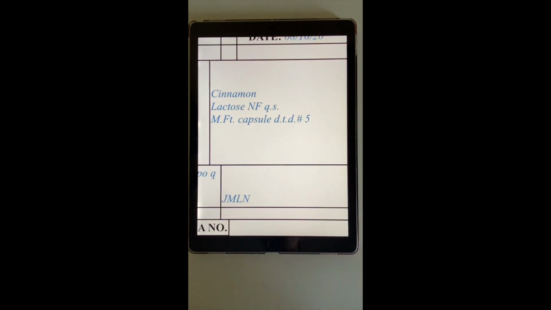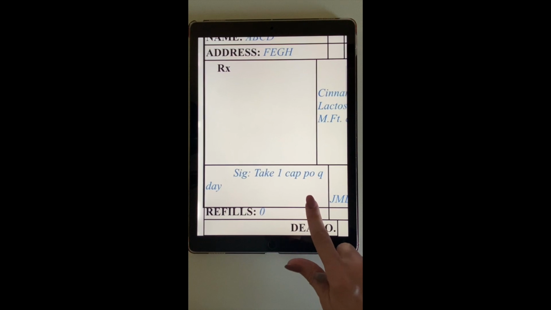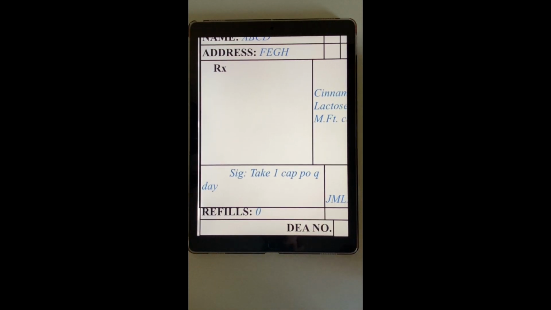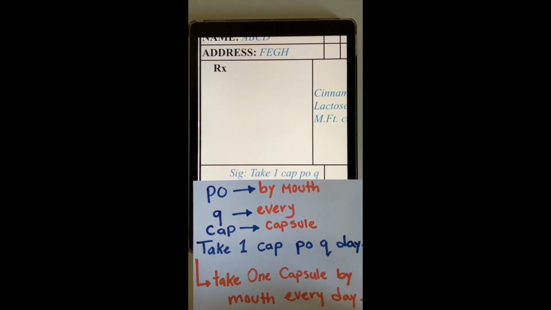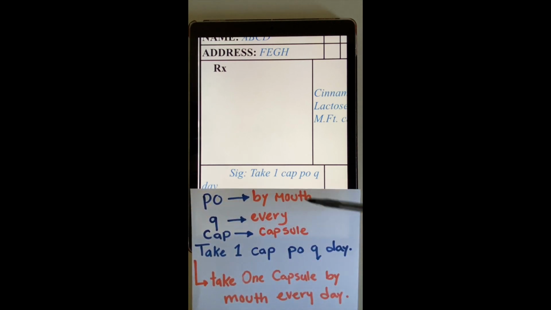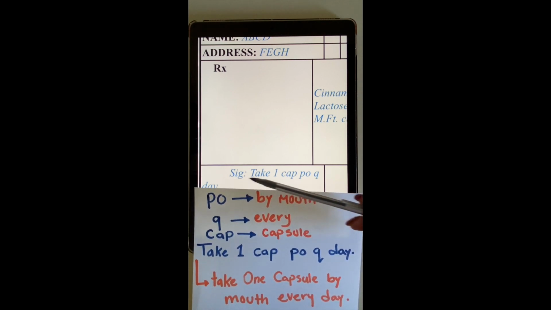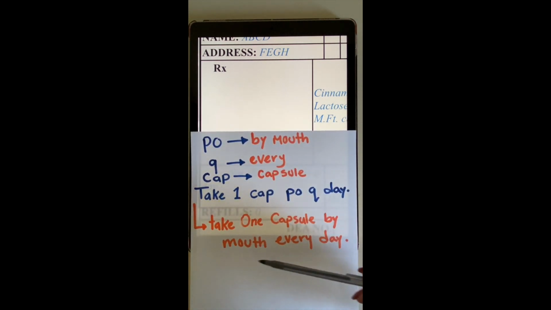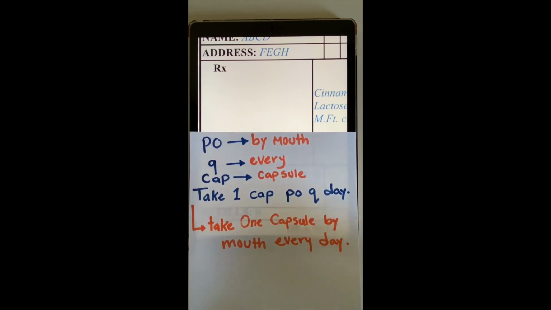The second part of the instruction is how you counsel your patient. Again, I have put together each part of this instruction. Take number one, capsule, PO, by mouth, Q, every day. Putting everything together: take 1 capsule by mouth every day.